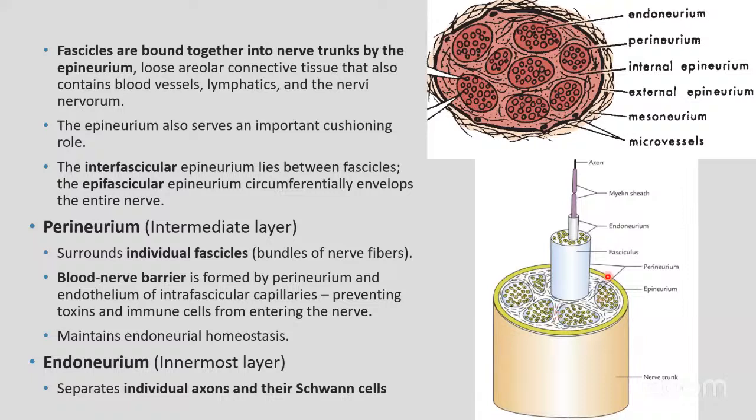The intermediate layer, that is the perineurium, surrounds individual fascicles, that is the bundles of nerve fibers, and it also plays a role in formation of the blood nerve barrier formed by the perineurium and the endothelium of the intrafascicular capillaries. This prevents toxins and immune cells from entering the nerve. The endoneurium is the innermost layer, which separates the individual axons and their Schwann cells.